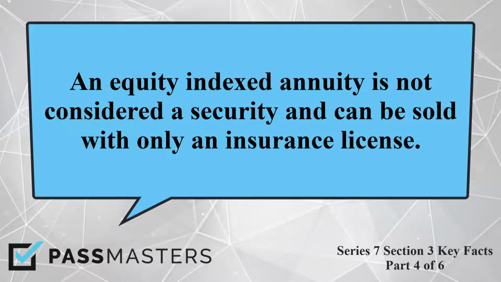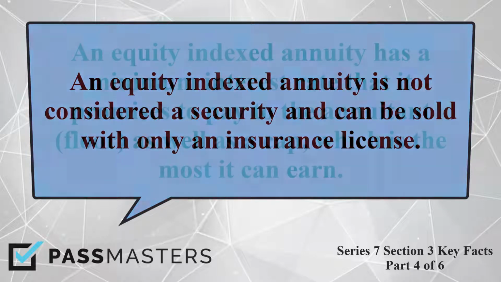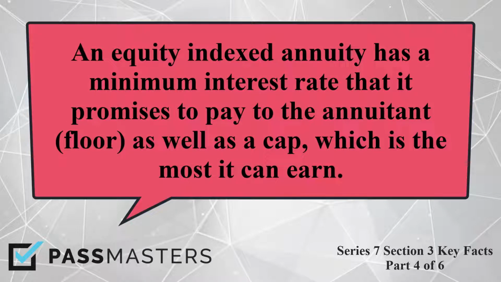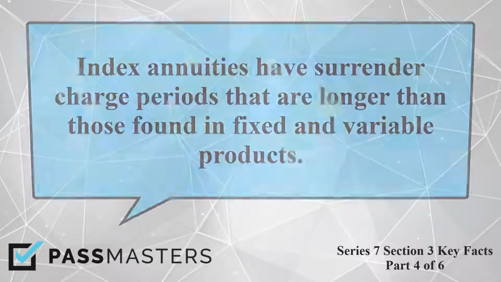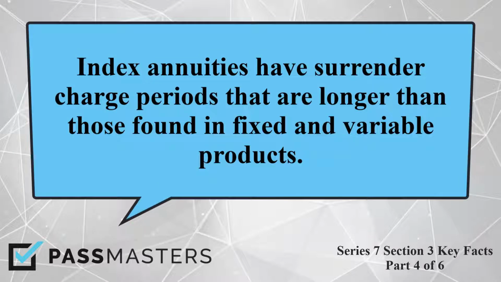An equity-indexed annuity is not considered a security and can be sold with only an insurance license. An equity-indexed annuity has a minimum interest rate that it promises to pay to the annuitant, floor, as well as a cap, which is the most it can earn. Equity-indexed annuities also have a participation rate that describes how much of the earnings of the index the account will be credited with and varies by insurance company and product offered. Index annuities have surrender charge periods that are longer than those found in fixed and variable products.